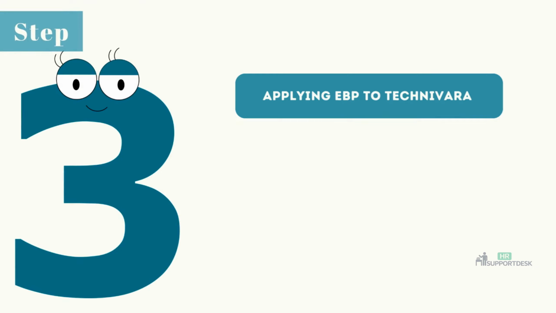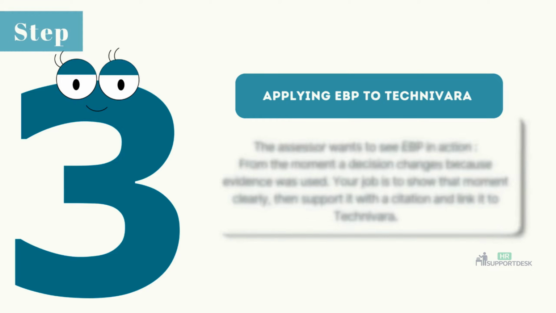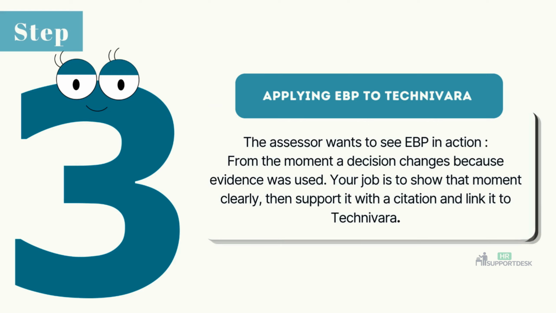Now, moving on to the second part of your answer, it is now time to demonstrate the applicability of evidence-based practice to people practices at Technivara by providing two clear and relevant examples. Note that your examples must go beyond simply stating areas of people practice. Naming an area like recruitment or employee development is only your starting point. Your assessor wants to see how EBP shapes the decision, not just where it could be applied.